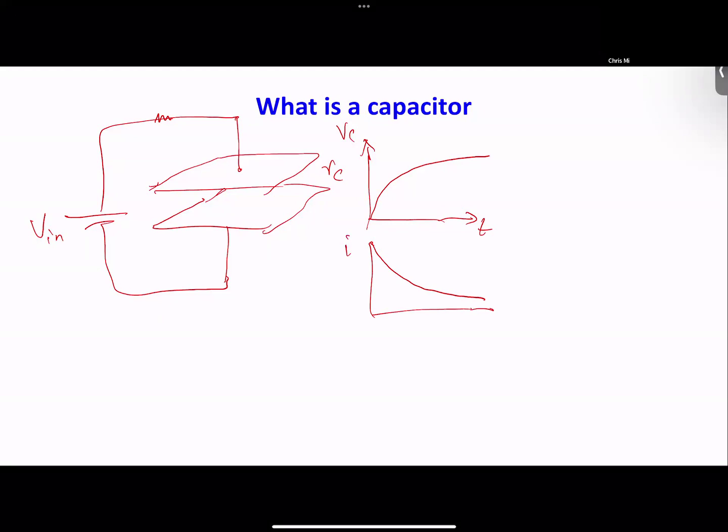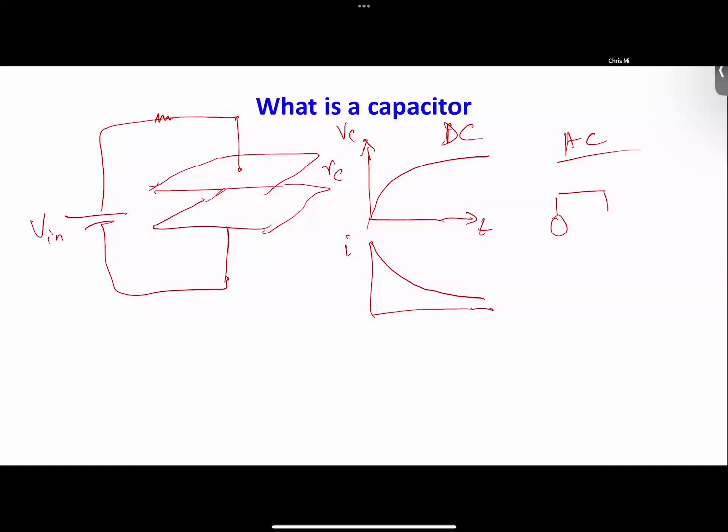That's for DC. But what happens when you apply AC? When you apply an AC signal to the capacitor, what happens? AC means something like V equals Vm times sine omega t. In that case, how much current would you have in the circuit? You guys remember?